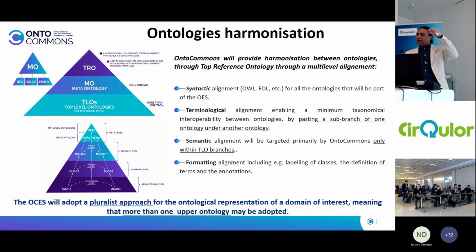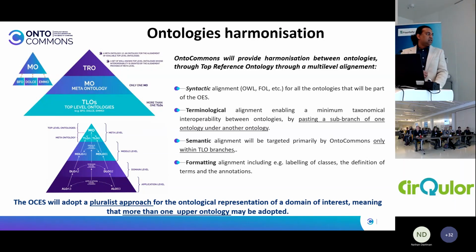At the peak of this pyramid, as you can see, there are a number of top-level ontologies which we are admitting to this ecosystem. And this is something unique to the OntoCommons project, because most ontology-related projects, or projects which are using ontology, normally subscribe to only one top-level ontology, if they do at all. But we are admitting multiple top-level ontologies, a paradigm which we are calling the pluralist approach.